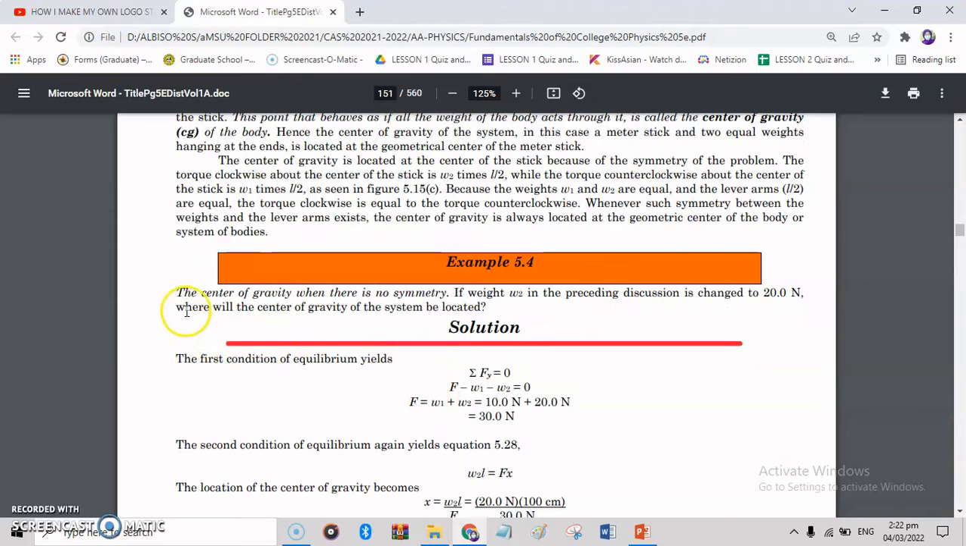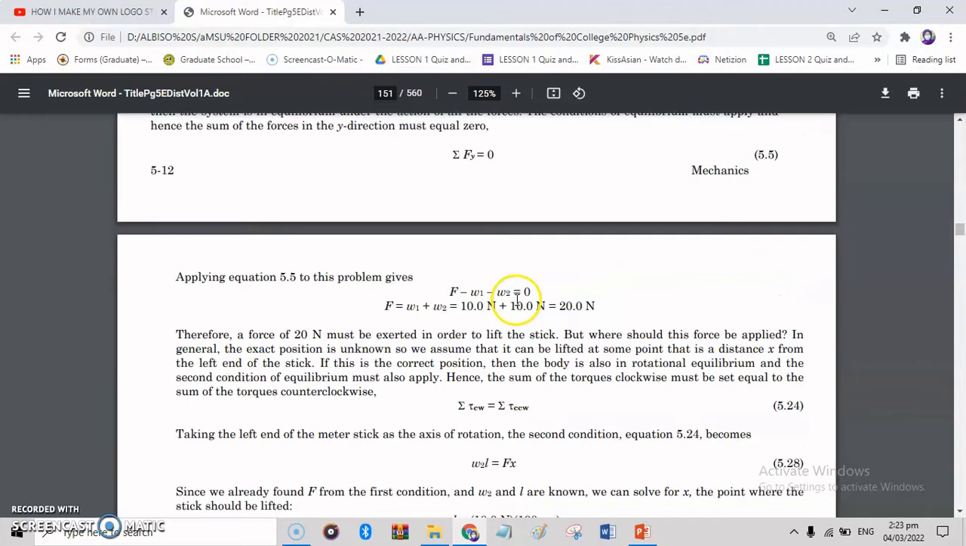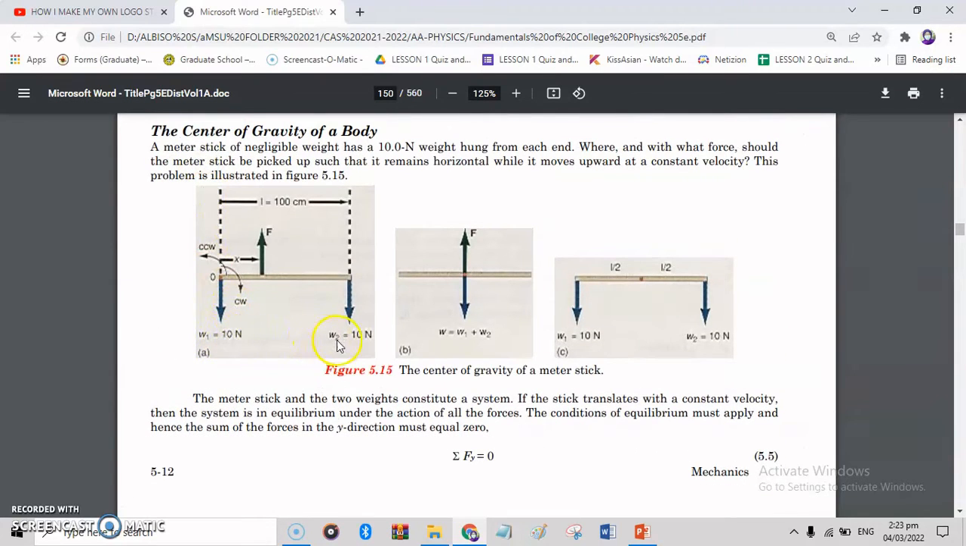Example 5.4, the center of gravity when there is no symmetry. Okay, here it is, no symmetry. If weight W2 in the preceding discussion is changed to 20 Newton, where will the center of gravity of the system be located? Now, he changed it. Okay? W1 is still 10 and W2 is now 20. Where is this force where you pick it up and it will not rotate? It will still have rotational equilibrium when you pick it up there. So, what is the X now?